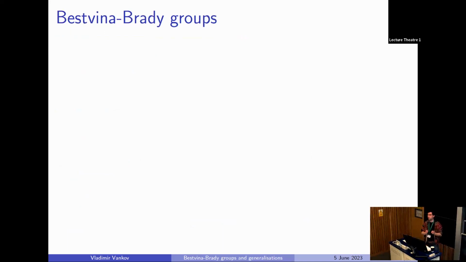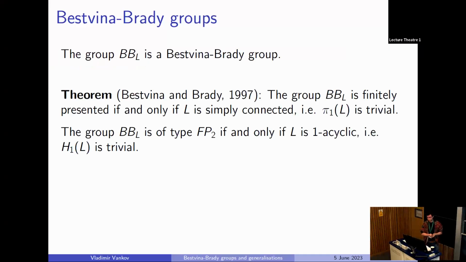Okay, so this is how we got Bestvina-Brady groups. It was no coincidence that the notation for the kernel from before was BB_L. BB stands for Bestvina-Brady. So Bestvina and Brady in '97 resolved this question of distinguishing type FP2 and finitely presented groups. Turns out that in general, the answer is no. There are groups which are of type FP2 but not finitely presented, and these gave the first examples.